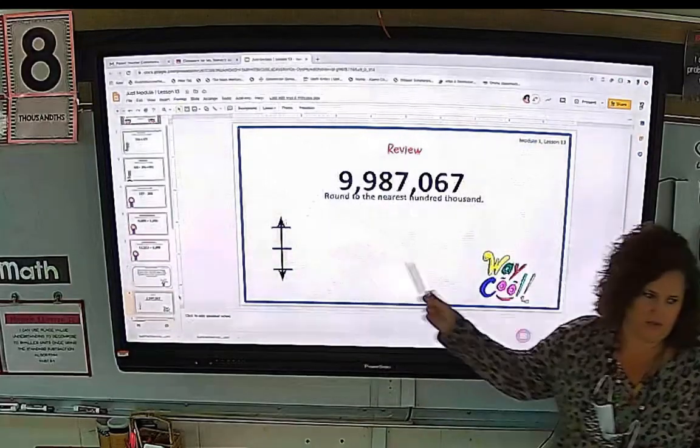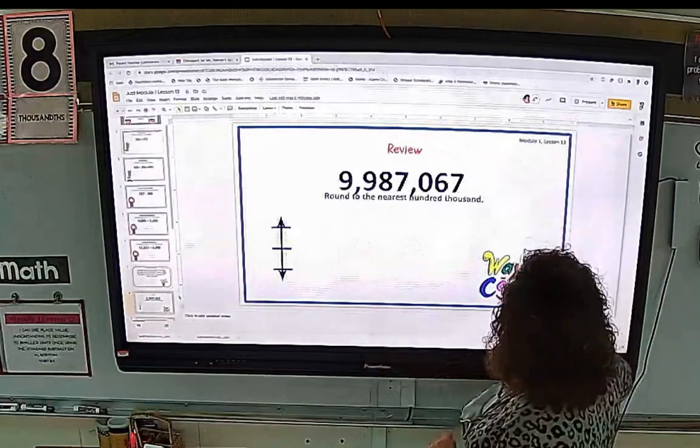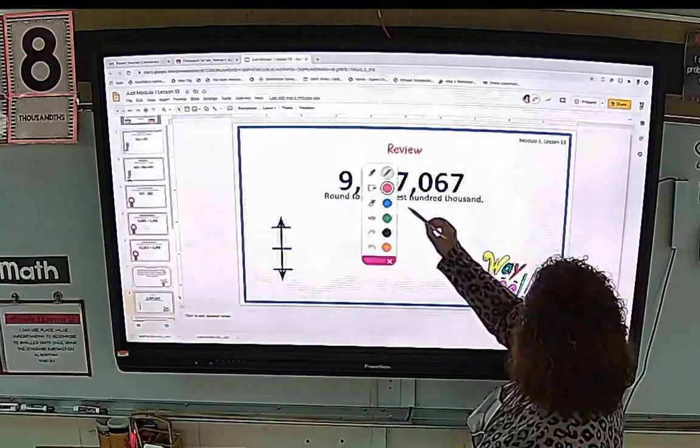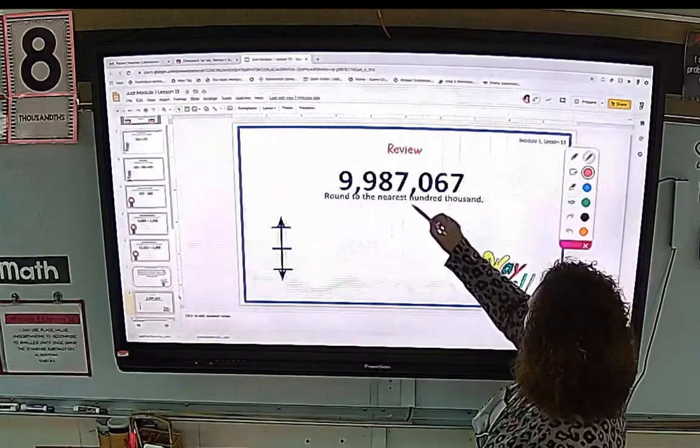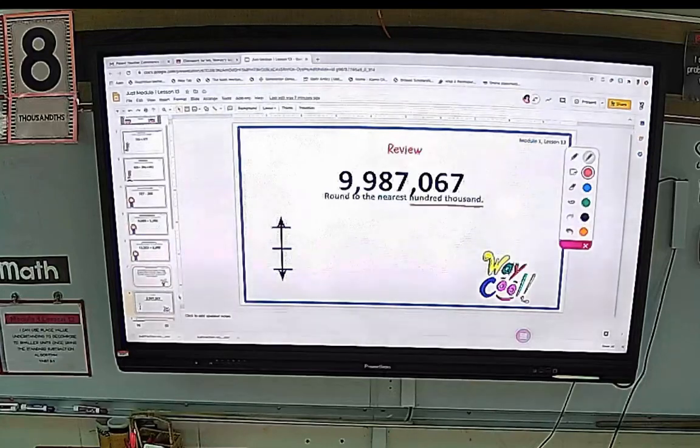Here we have a very large number in the millions. Okay, I want you to round it to the nearest 100,000. Okay, now you choose the way that you do that, but we don't want to forget this skill. We worked too hard to get it.